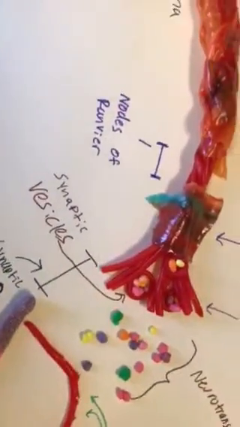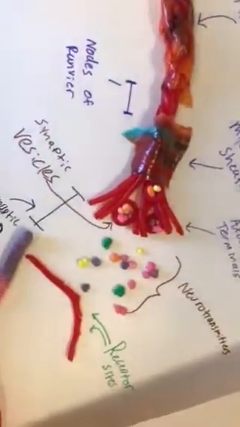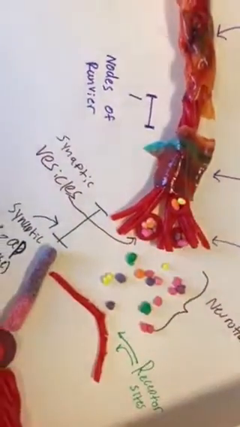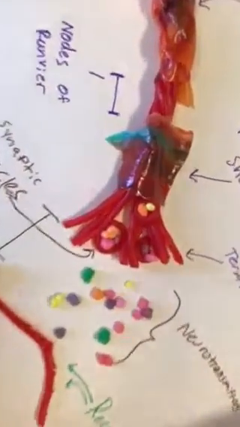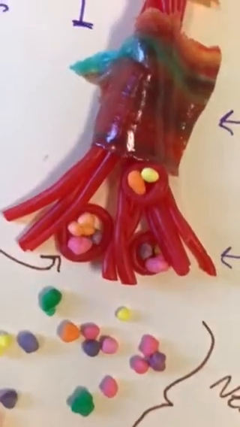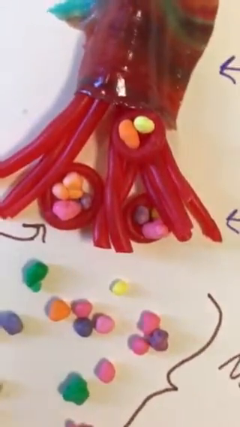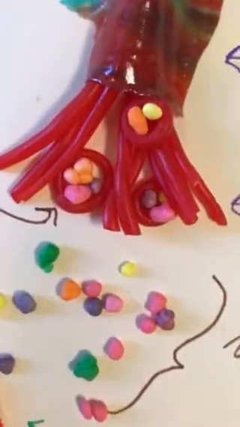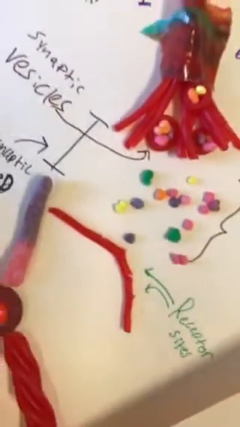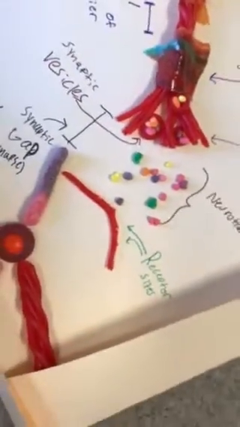And just moving down, once the message gets all the way to the axon terminals, it will be ready to go to another cell. So as you can see, the neurotransmitters, which are the nerds, are surrounded in vesicles. The vesicles carry the neurotransmitters across the synapse, and the synapse is just the gap between two neurons.